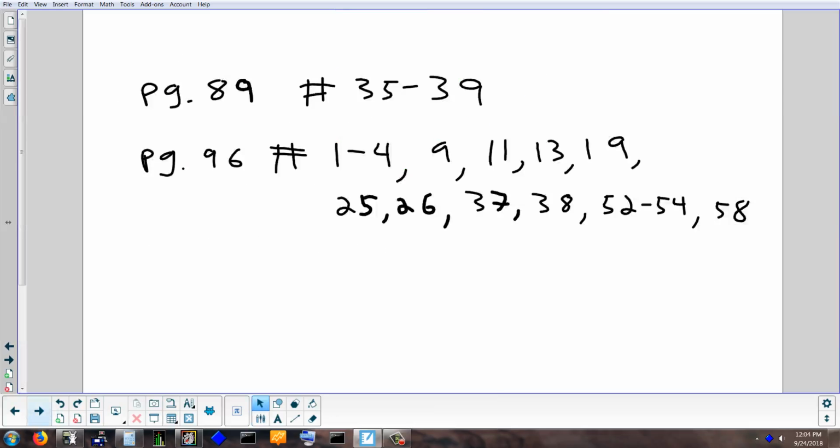Okay, so homework, it's mostly page 96. Page 89 is a break-even problem. So it's like find the cost, find the revenue, make a graph, find the intersection. I think those are the 4 problems there. And then page 96, just some practice with solving equations. Some factoring, some quadratic formula, and maybe one or 2 word problems at the end. So we'll go over that tomorrow.